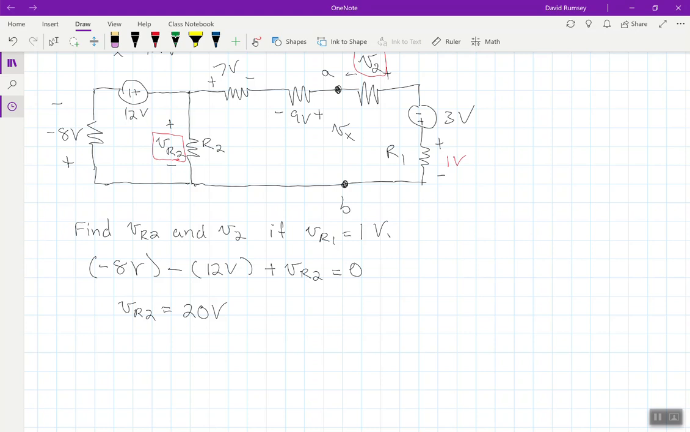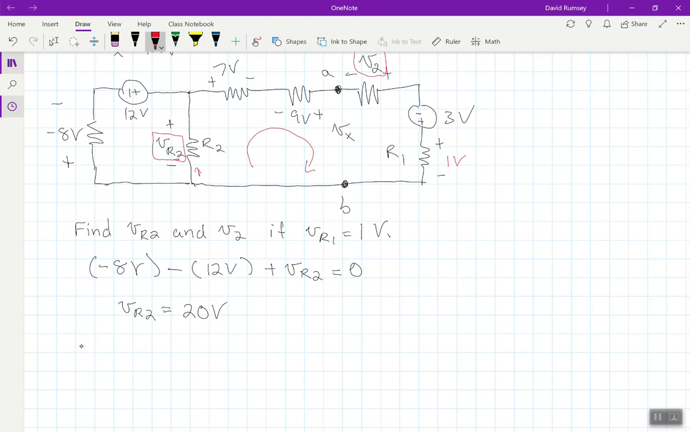There's actually two loops that would be equally valid to use to find this answer. So I'm going to do both of them here. The first one I'm going to do is this loop right here. I now know what VR2 is. VR2 is 20 volts. Now again, being careful, I'm coming into the negative side of that.